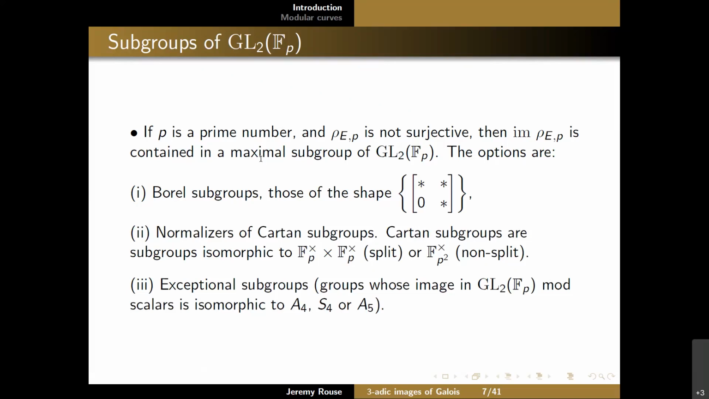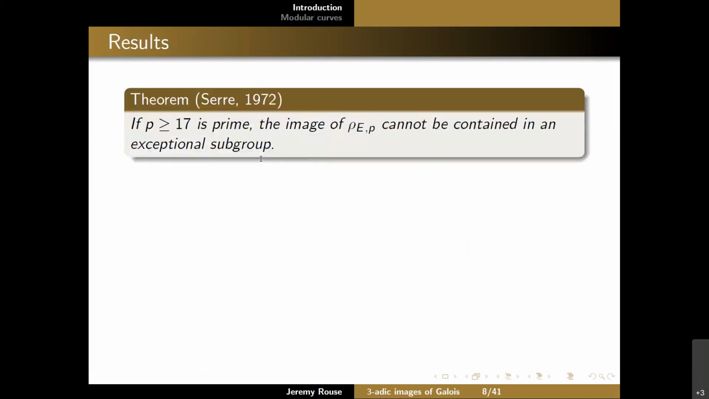So what do we know about the possibilities for rho EP to have one of these images? In 1972, in his Propriétés Galoisiennes paper, Serre proved that if p greater than or equal to 17 is prime, the image of rho EP cannot be contained in an exceptional subgroup. This is not true for p equals 13. There are elliptic curves over Q with exceptional mod 13 image for p equals 13.